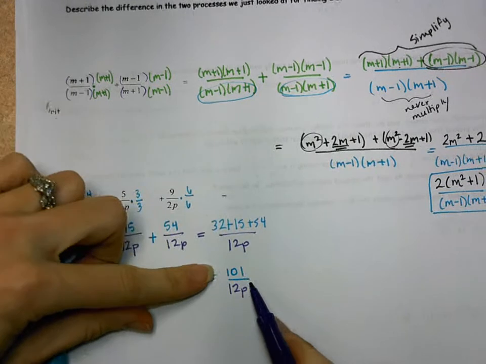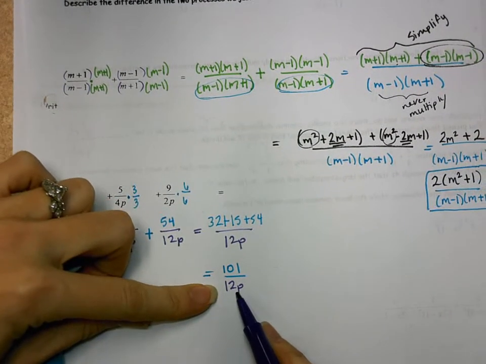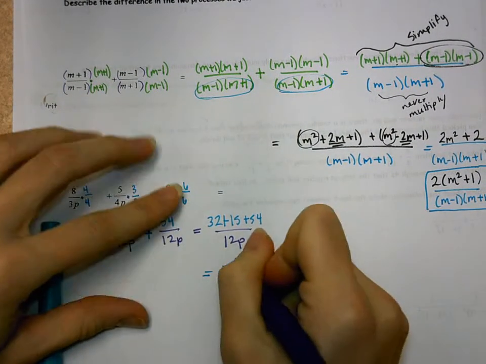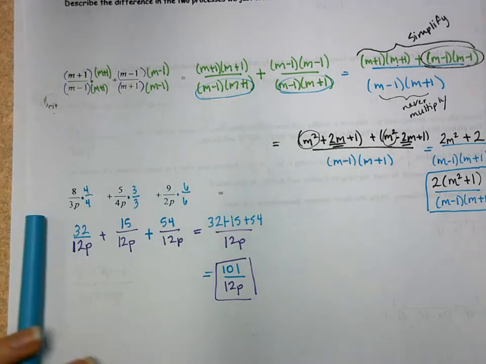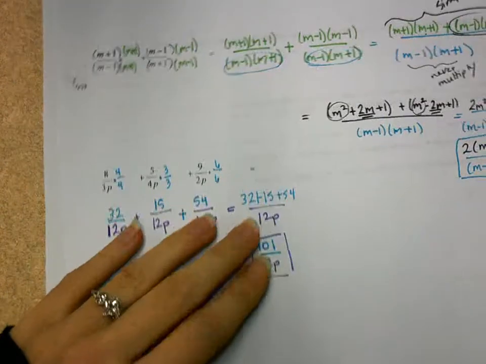Now, if there were any common factors in 101 and 12, I would have to make sure to divide them out. But there are none, so I'm going to go ahead and box that. All right, let's flip it over.